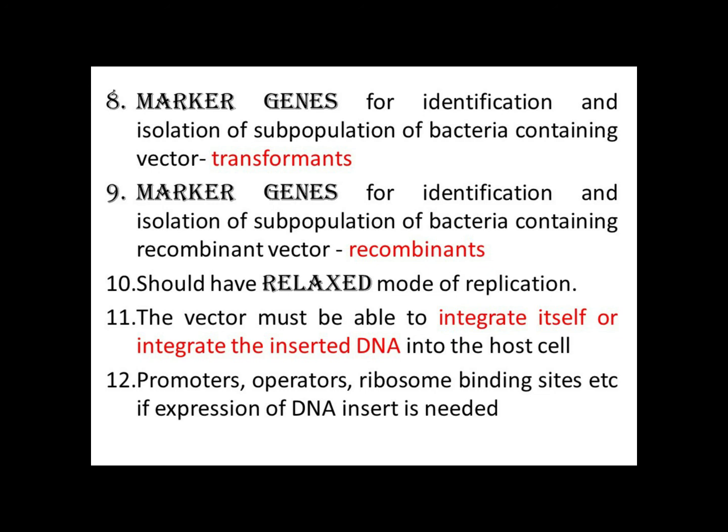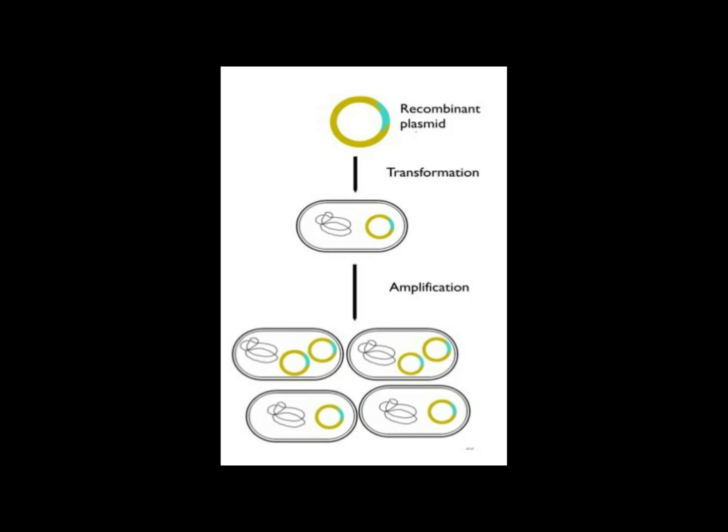Another thing is the vector should have relaxed mode of replication. What is meant by relaxed mode of replication? Usually the host cell will have a genome of itself. So the genome will be replicating just before cell division. So usually the cell will be maintaining only one copy of its genome. But we are adding the plasmid, or we are adding the vector as an additional DNA into the host cell. And in this vector we have hidden our foreign DNA also.